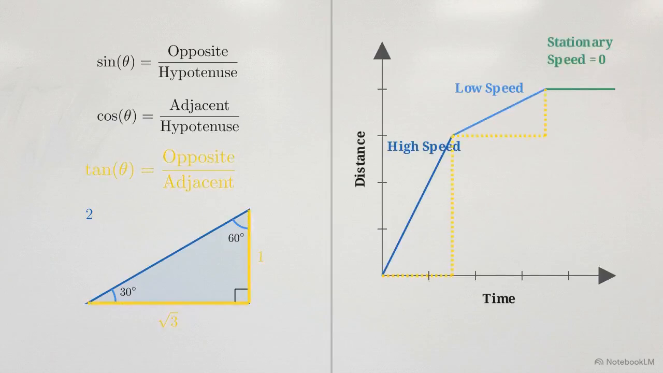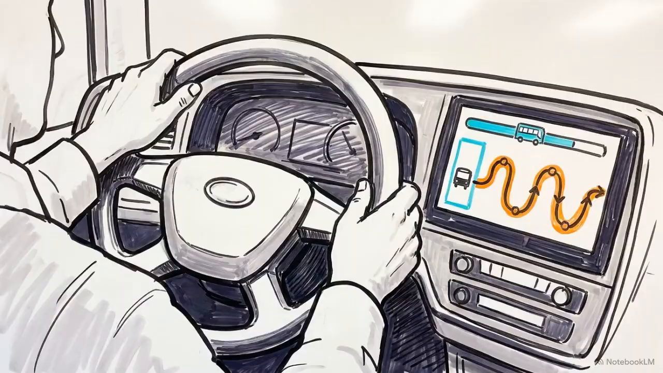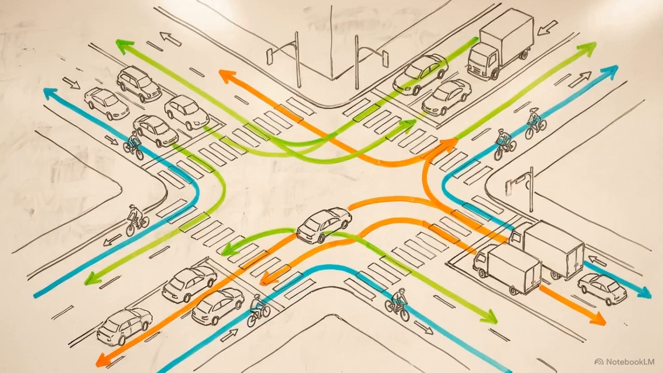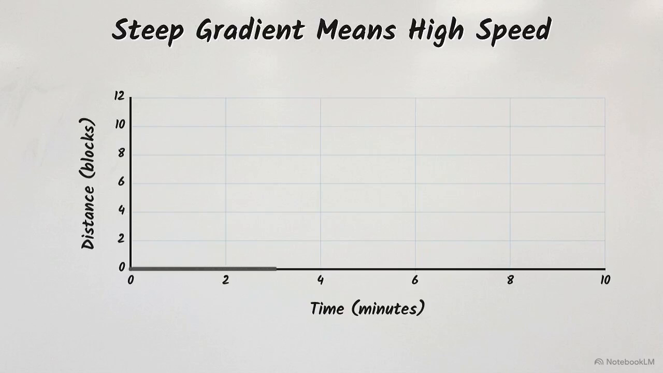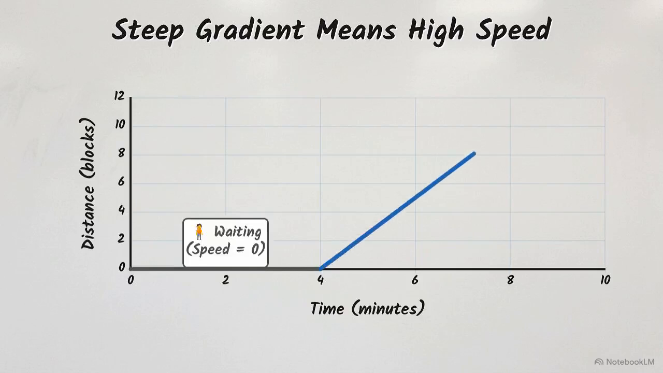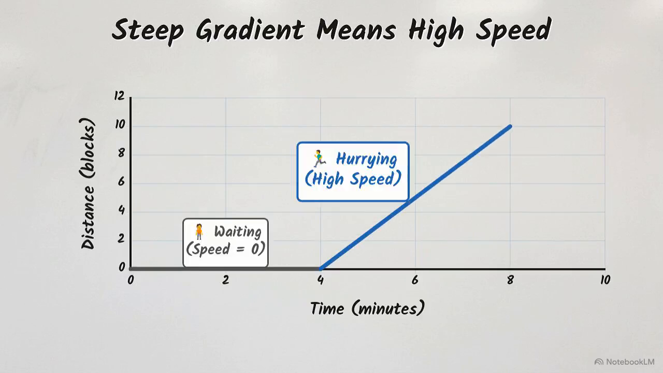Drivers, cyclists, and city planners use this exact type of proportional data to calculate arrival times, route traffic, and measure efficiency. Try sketching a distance time graph of your own commute to school. Think about where your line would sit perfectly flat while waiting at a crosswalk, and where the gradient would be steepest as you hurry to class.